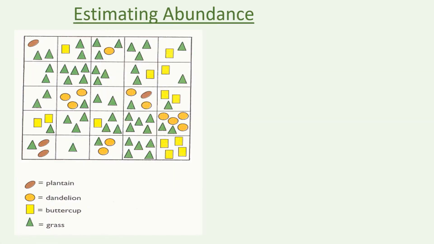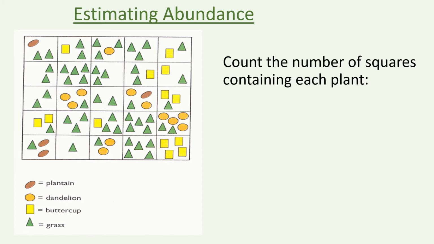If we were to throw this quadrat and we got this result, how would we know how many plantain, dandelion, buttercup and grass there was? So pause the video and try to write down the number of plantains, dandelion, buttercup and grass. So the answer would be that you need to count the number of squares containing each plant, not the number of plants. So for plantain, there would be 3. So we look at the key. Plantain looks like that. So 1 square contains it, 2 squares contain it, and 3 squares contain it.